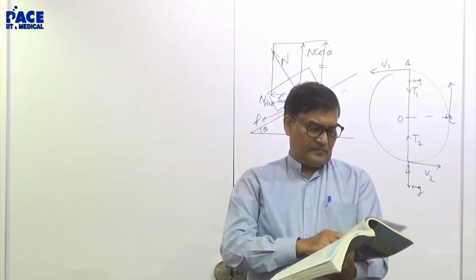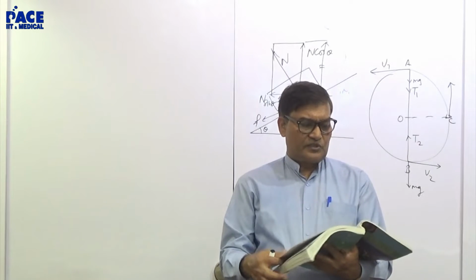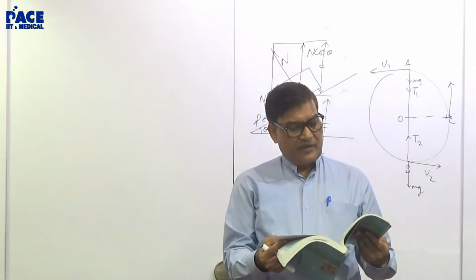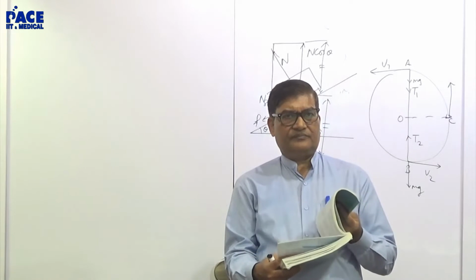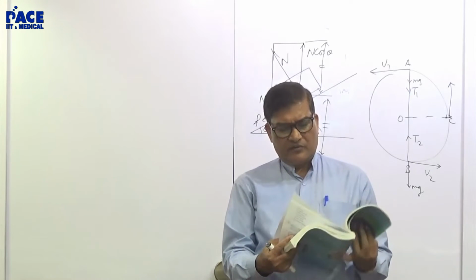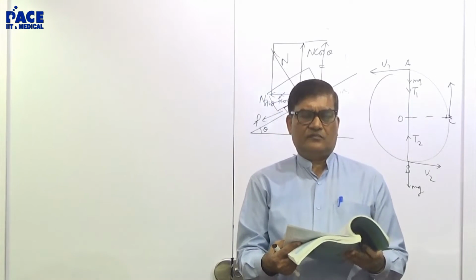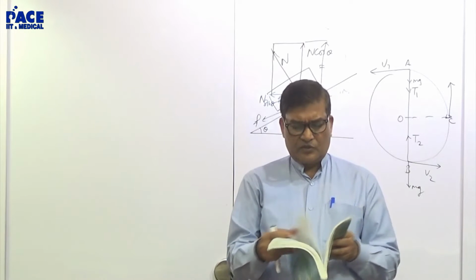Then an odd question from this chapter is: show that SHM is the projection of UCM on any diameter. That question is coming once in 2 or 3 years. That is an odd question.